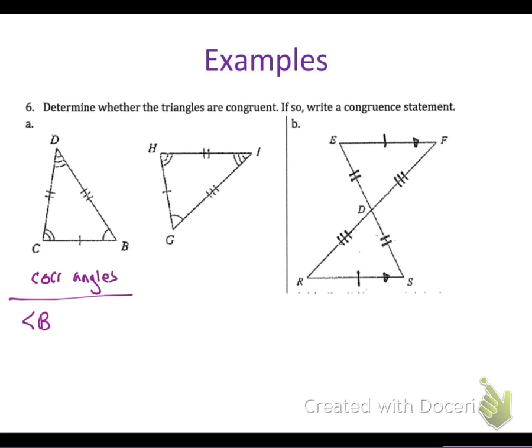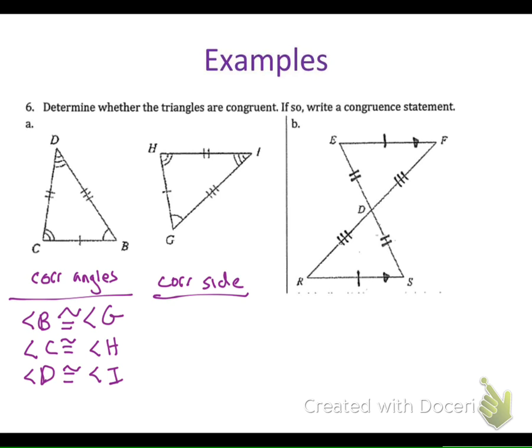So angle B corresponds to which angle? Angle G. And angle C corresponds to which angle? It's congruent to angle H. And angle D is congruent to angle I. And now we're going to do corresponding sides. I'm going to give you a second to finish writing those.